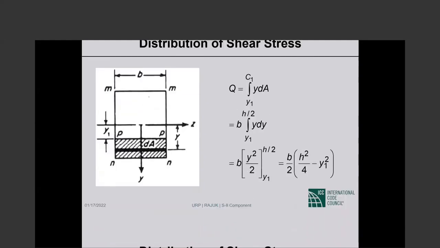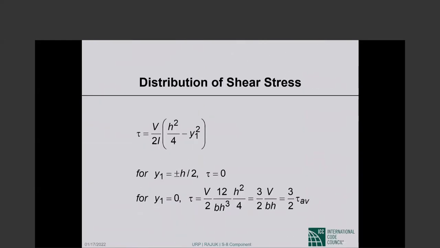So tau is given by this expression. So at the top and the bottom of the beam, where y1 is plus h over 2 or minus h over 2, tau disappears as it should. Okay. So when y1 is h over 2, plus or minus, doesn't make any difference, tau comes out to 0. So at the top and the bottom of the beam, there is no horizontal shear stress, as we all know.